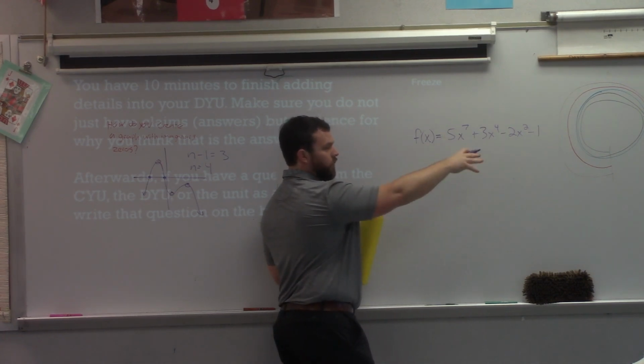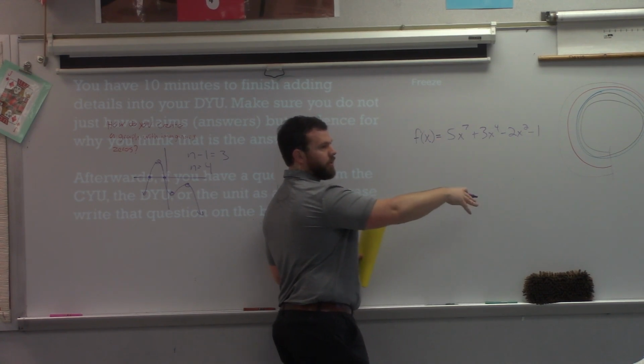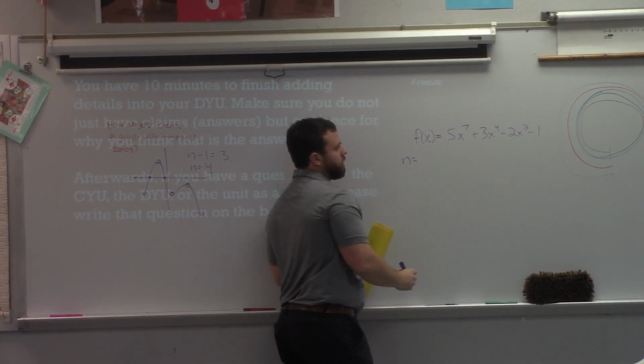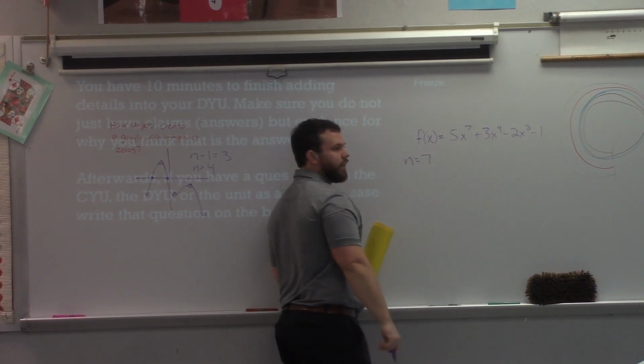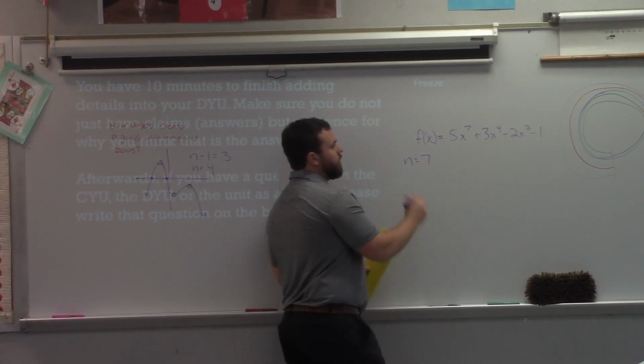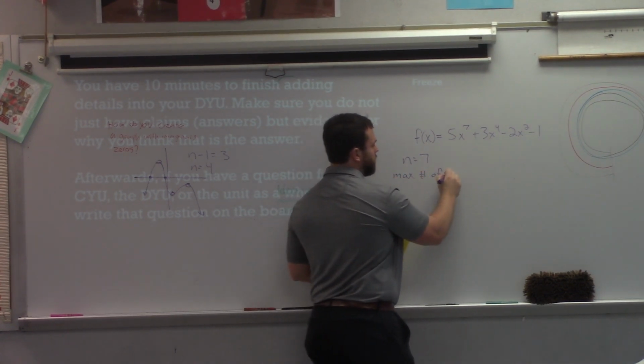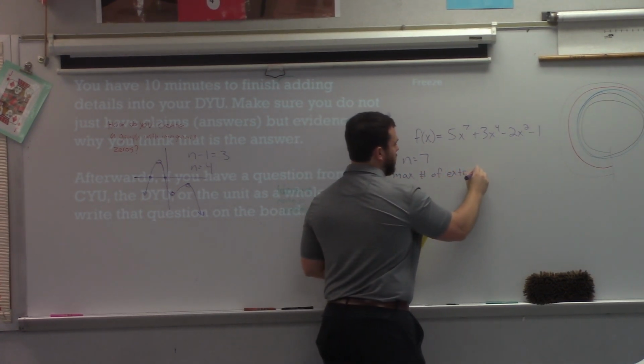So what is the number of extrema and the number of x-intercepts tied into? Like what tells us those things? The degree. The degree here is what? 7. My highest power. So what's the maximum number of extrema? 6. Okay, where are you getting that from? Degree minus 1. It's n minus 1.